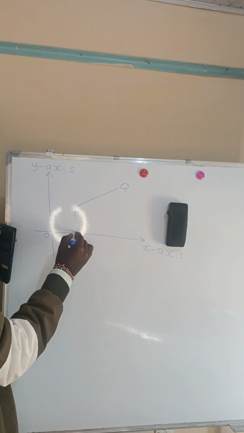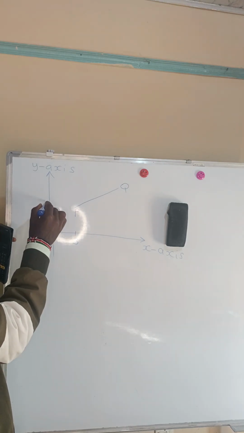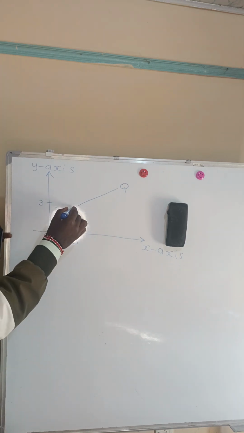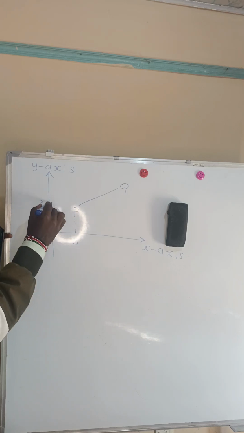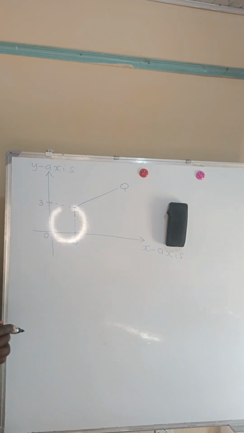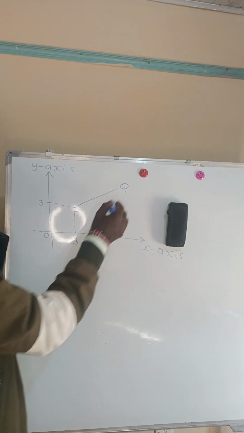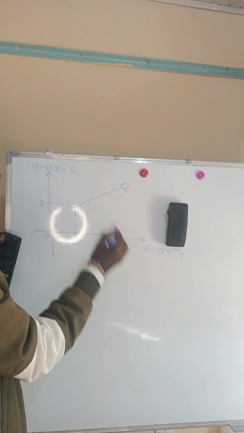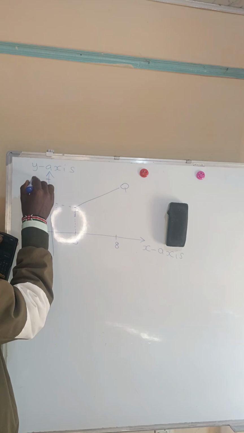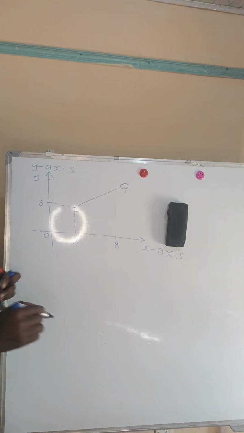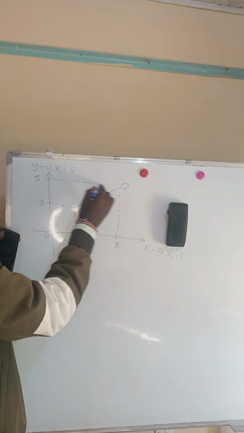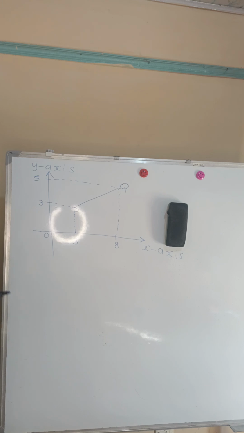I'm told that at this point, we have 3. Then at this point as well, we have 3. So at this point P, the value of x is 3 and the value of y is 3. So the coordinate of P becomes 3, 3. I've actually been told that at this point Q, the value of x is 8 and the value of y is 5. So the coordinate of Q is 8, 5.